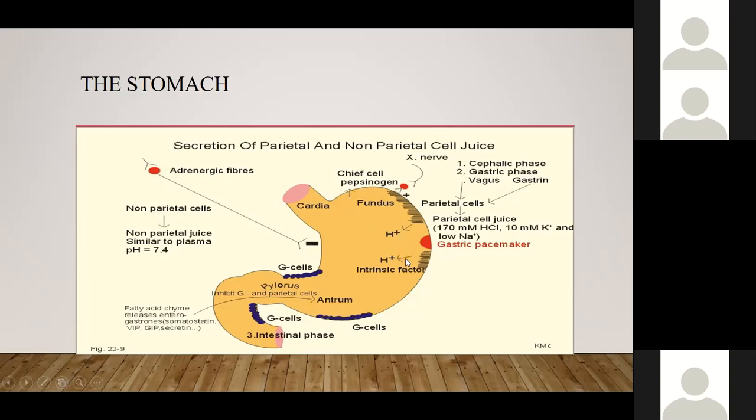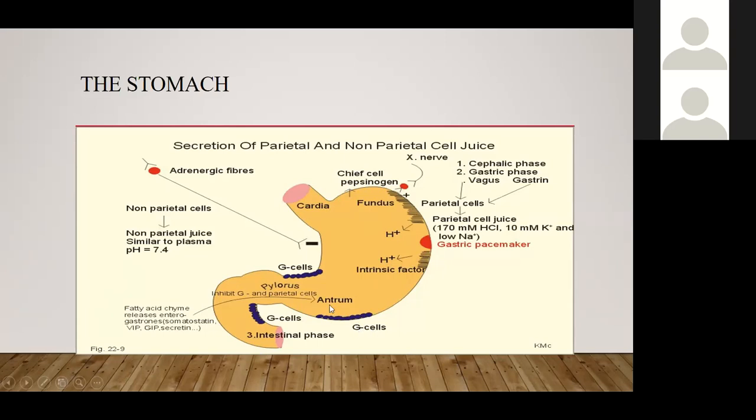Then you have what we call the intrinsic factor, which is produced in the stomach. This intrinsic factor is needed in the digestion and the absorption of vitamin B12 in the lower part of the intestines. Then you have G cells, which are responsible for producing gastrin.